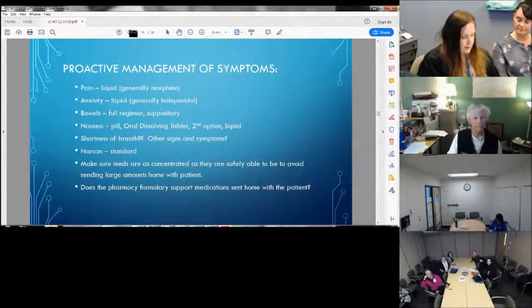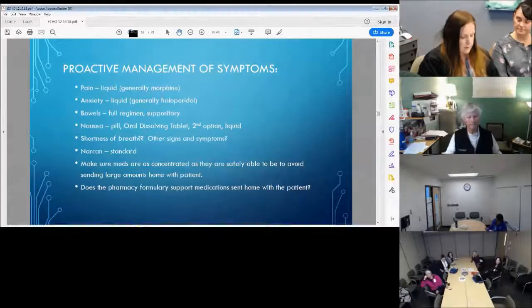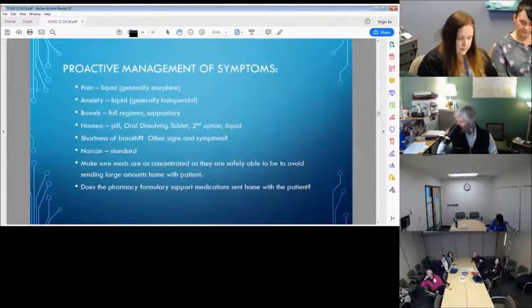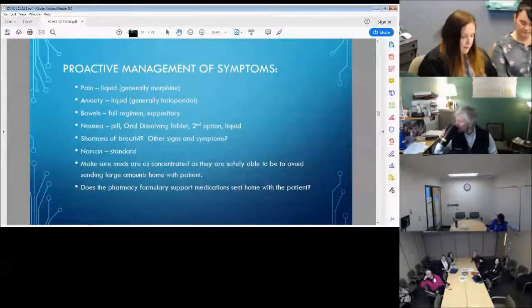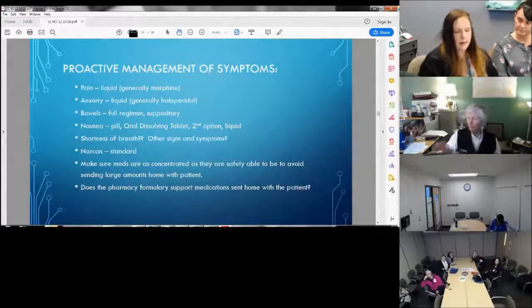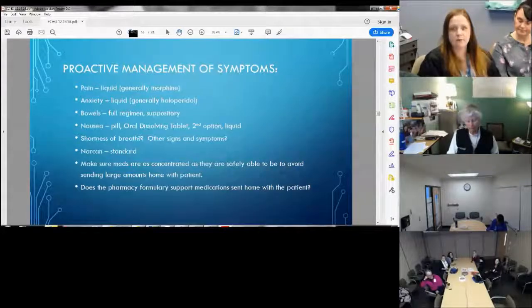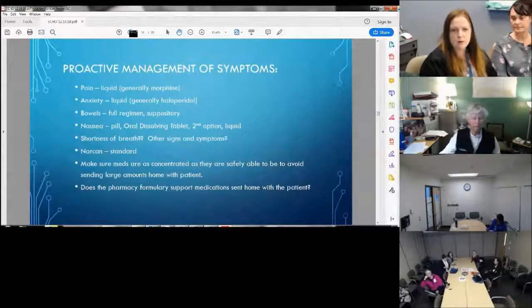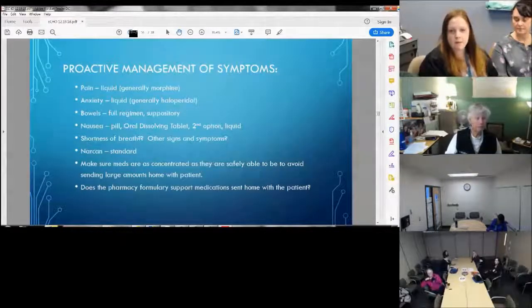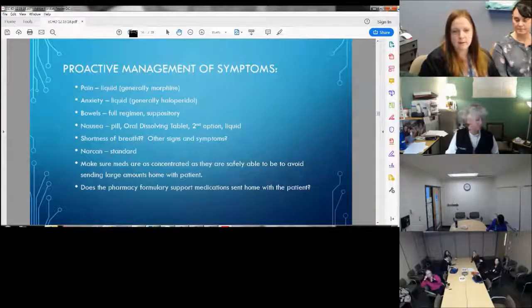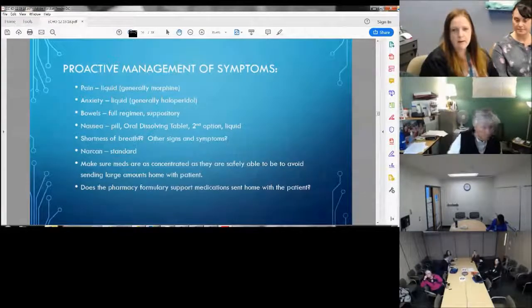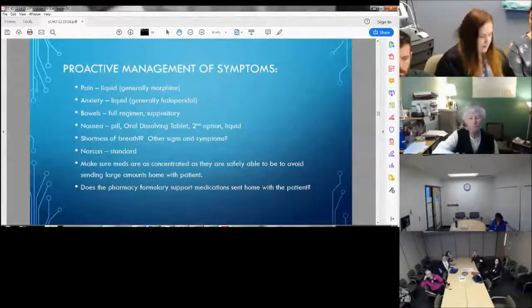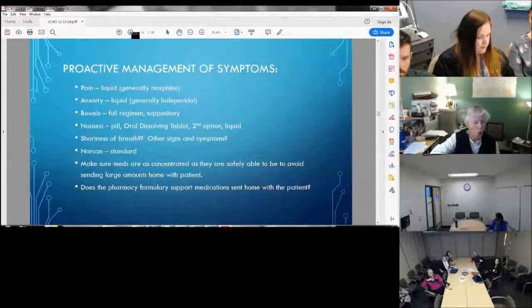And then making sure meds are as concentrated and that they're safely able to avoid sending large amounts home with the patient. And there are restrictions. I know on inpatients, they're only allowed to send patients home with a 2-week supply. So it's really important to communicate with the village and the hub as far as getting that next supply of their medication.